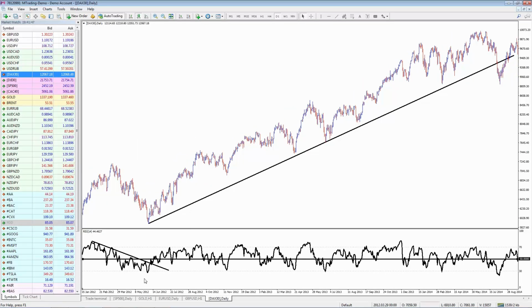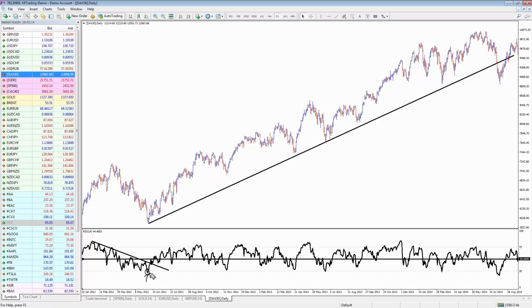So the first key point is we want it to be in the overbought or oversold zone. That is our first indication that there is a potential trend reversal pending. As you can see, we're staying below this trend line. We are now in the overbought zone in this area here. So that is our overbought zone in this key area here.